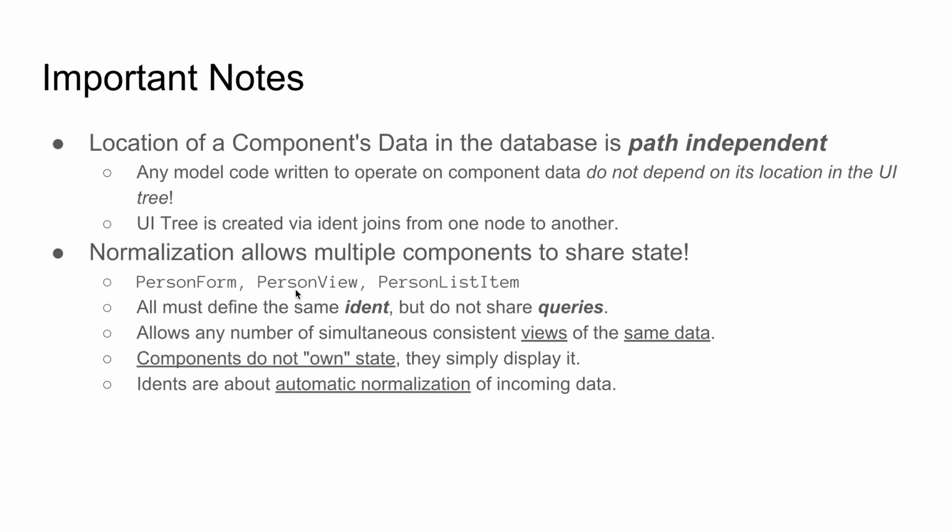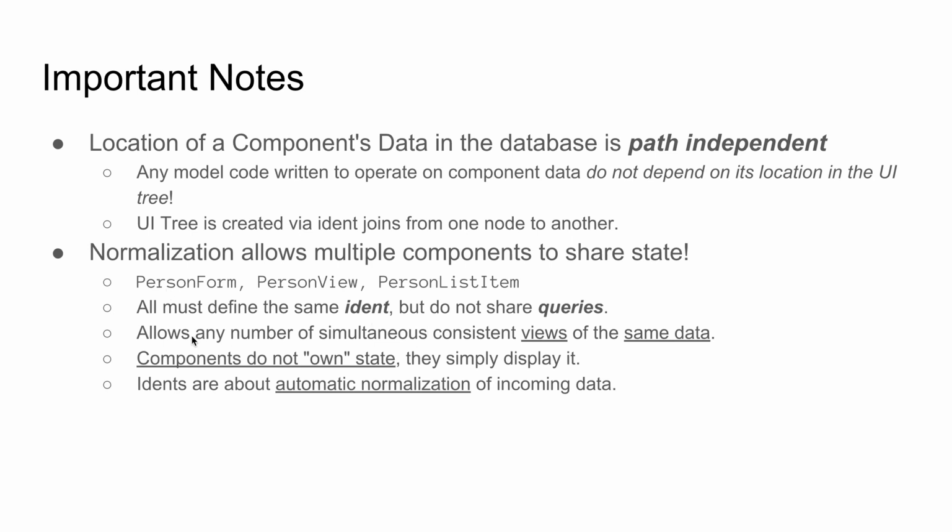So you could have a person form, a person view, person list item. All these things could be representing the same person. This is you're editing the person. This is maybe you're looking at all of their details, and maybe this is they're in a list of people. And they almost define the same ident generator, so that if they come in from some place and you say, oh, I'm normalizing a person list item, well, it needs to go in the database where that person goes. But they don't necessarily have to share the same queries, because a person list item might only want the name. Person view might want all of the details of a person, and a person form might only allow you to edit certain things about the person, like their address.